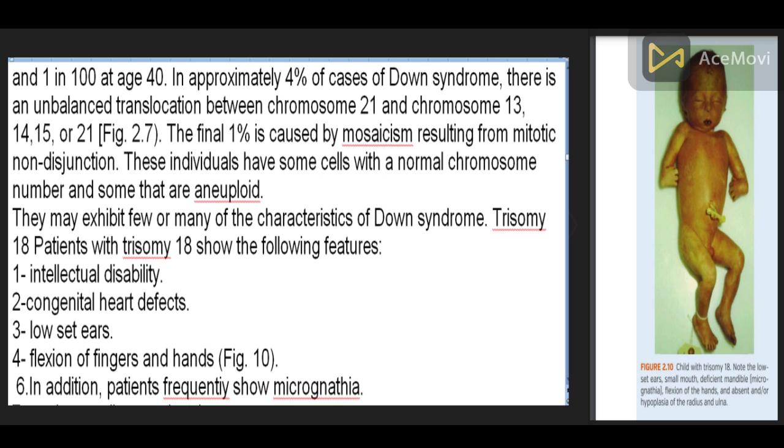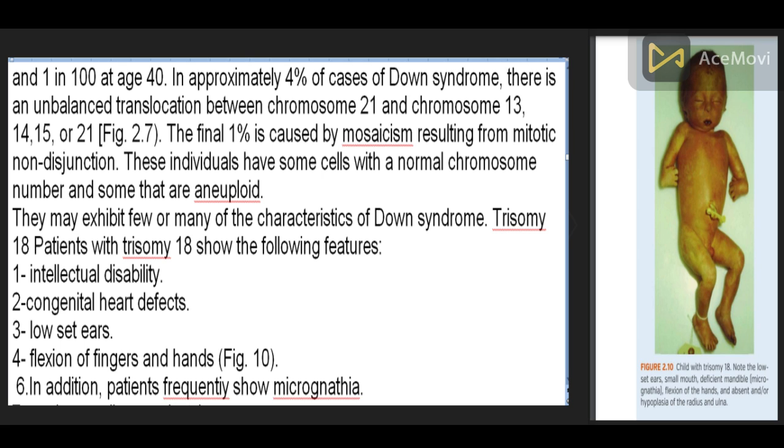The final 1% is caused by mosaicism resulting from mitotic non-disjunction. These individuals have some cells with a normal chromosome number and some that are aneuploid. They may exhibit few or many of the characteristics of Down syndrome.